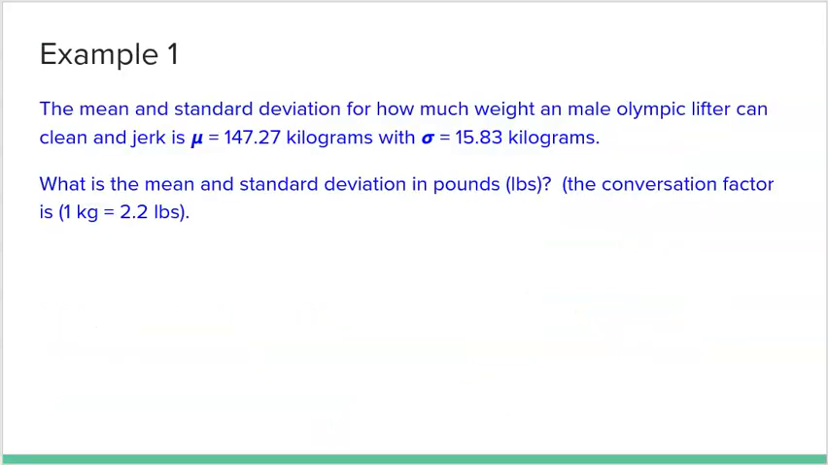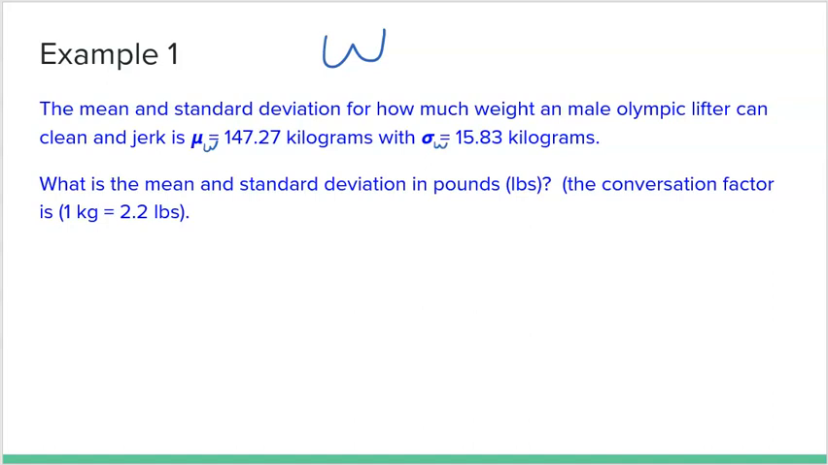All right, let's look at some examples to see how easy this is, because I truly believe this is simple. Let's say that the mean and standard deviation for how much weight an Olympic lifter can clean and jerk is a mean of 147.27 kilograms with a standard deviation of 15.83 kilograms. So let's just say that we have weight, W. How much weight can an Olympic lifter lift? Well, the mean of W is 147.27 kilograms, and the standard deviation of W is 15.83 kilograms.